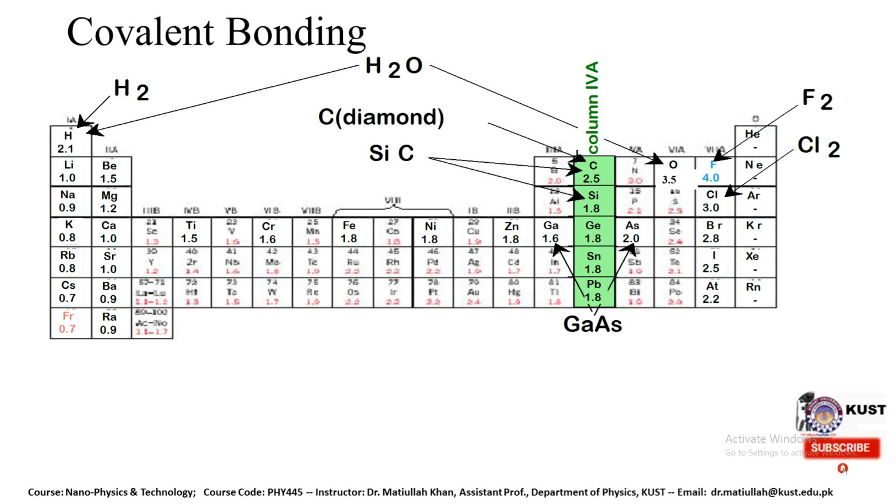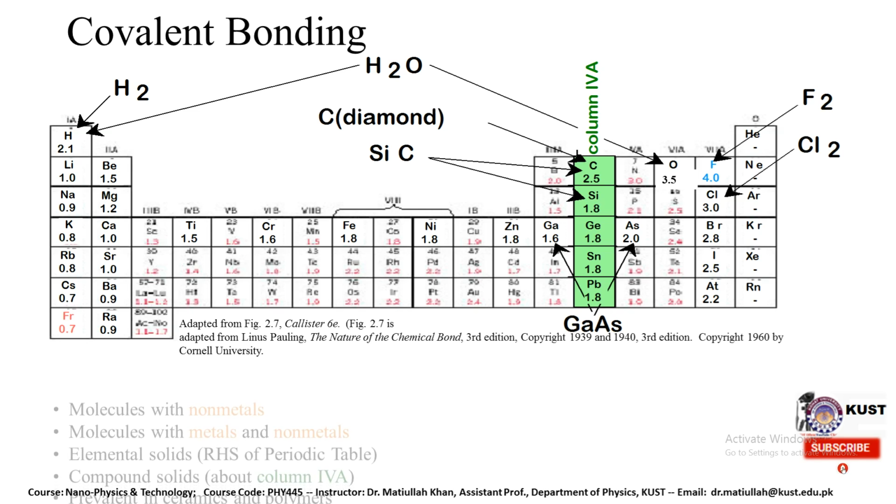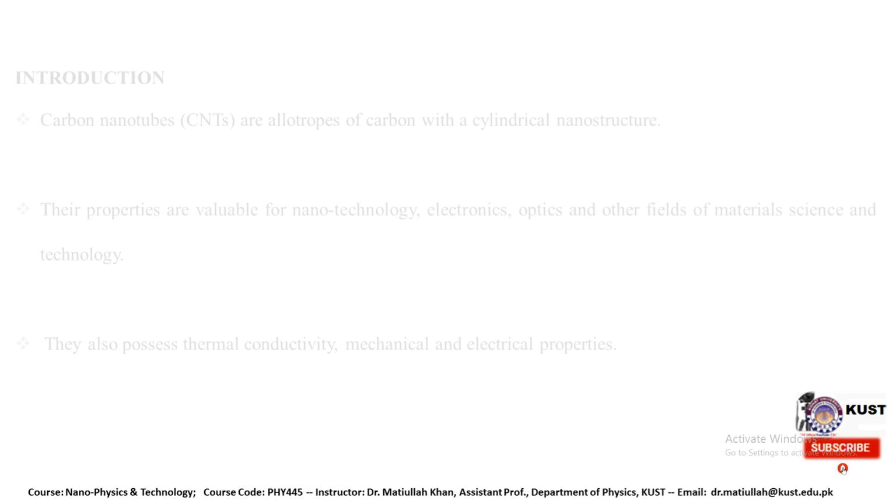And similarly, gallium arsenide, which is made by the combination of gallium and arsenic. That is a type of covalent bonding, and the basic criterion for covalent bonding is that the atoms have partially filled outermost shells. But in the case of ionic bonding, the atoms need only 1 or 2 electrons to complete their outermost shells. So this is something about covalent bonding.